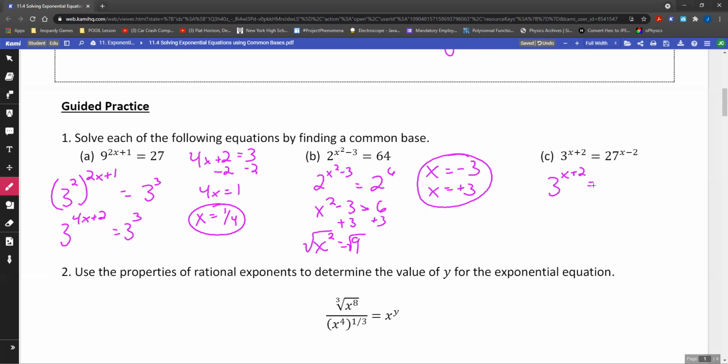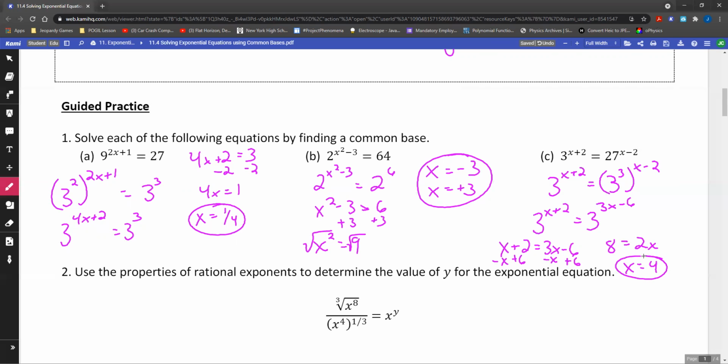Over here, the 3 is by itself, but the 27 is 3 cubed. So fixing this becomes 3x minus 6. Setting these exponents equal to each other. I'm going to subtract the x over and add the 6. And I end up with 8 equals 2x. Dividing both sides by 2, I get x equals 4. All right.